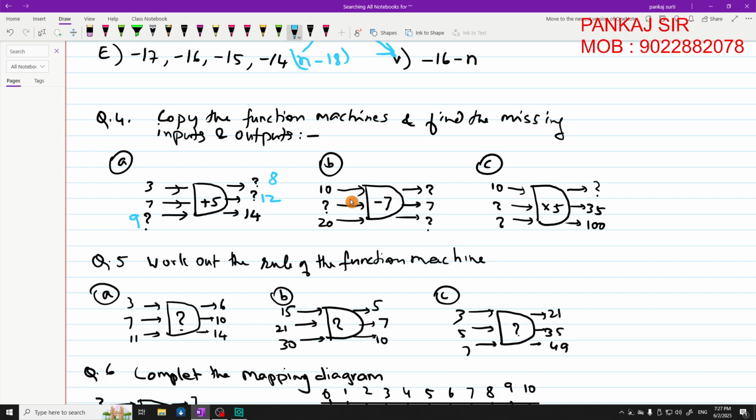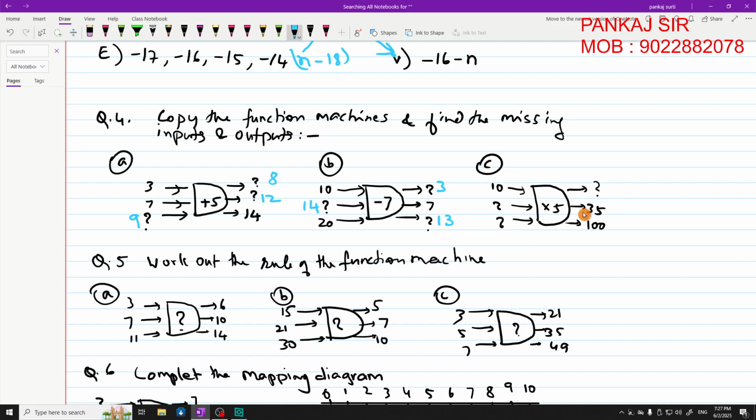Now let us come to B. This is 10 minus 7. So here I should get 3. This is something minus 7 should be equal to 7. So I should get a 14 over here. 14 minus 7 is 7. And this is 20 minus 7. So 20 minus 7 is how much? 20 minus 7 is 13. So these are my answers, right?